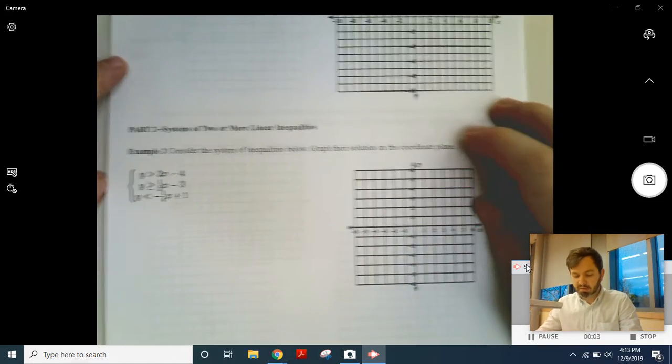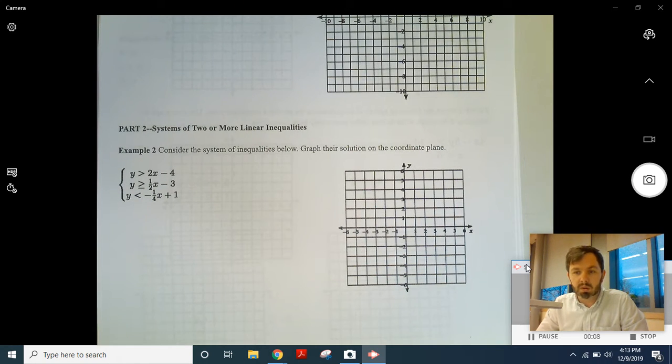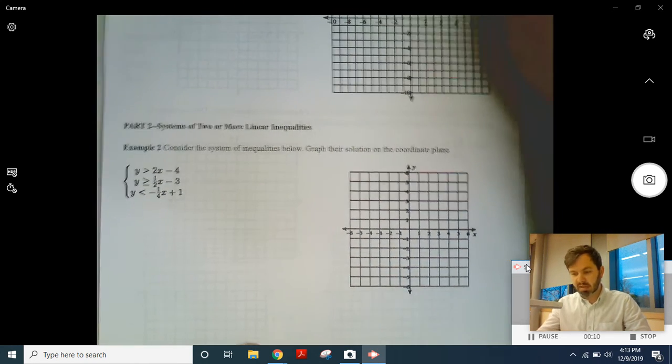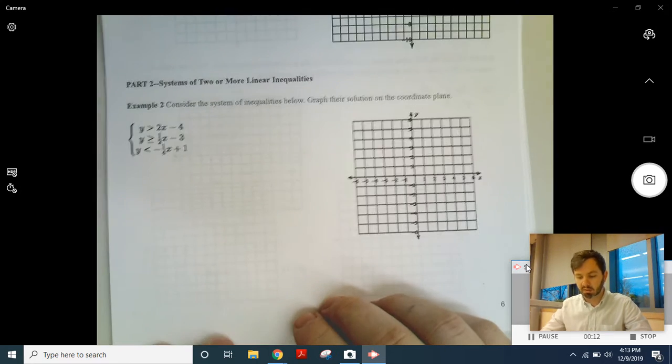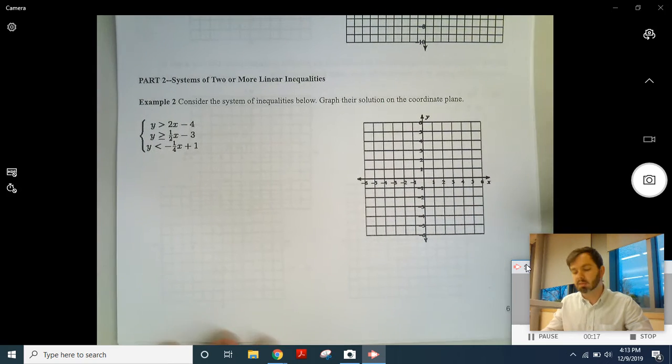Today we're going over part 2 in our second packet. This is systems of two or more linear inequalities. So last time we looked at a system where we just had two inequalities. Now we're saying what's going to happen if we have more than two. Some interesting things, some interesting shapes. So let's check it out.